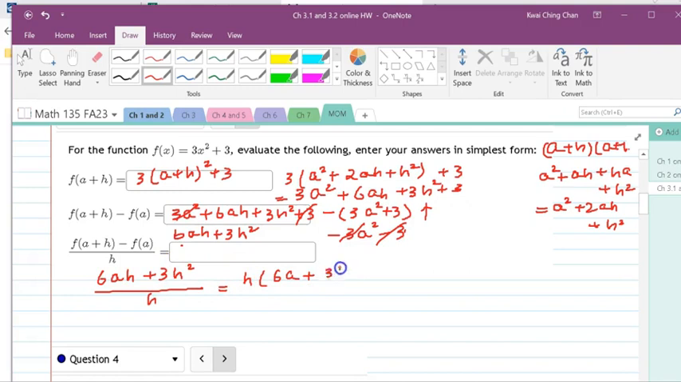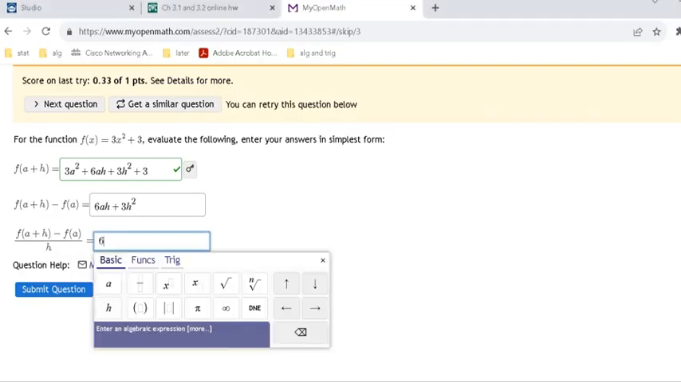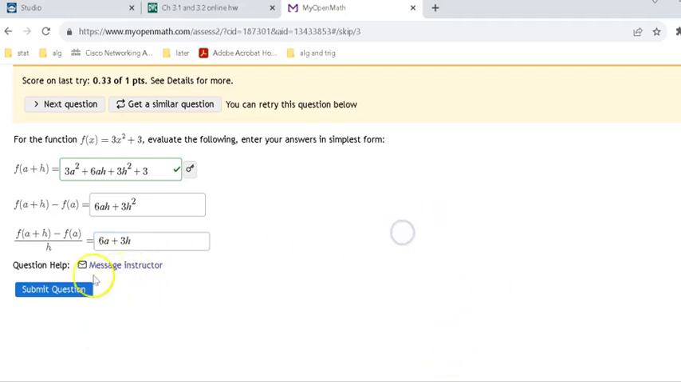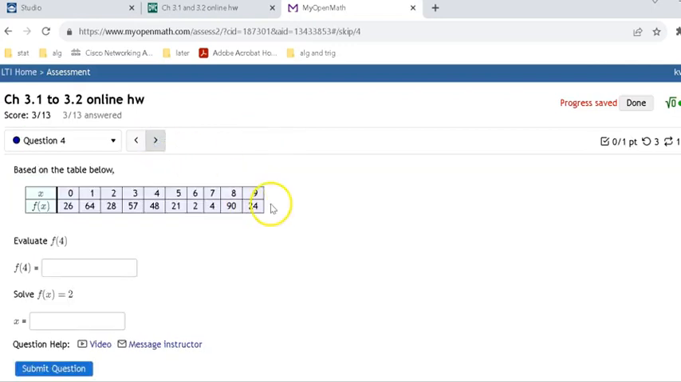6a plus 3h, right? And then over h. Now I can cancel. It's 6a plus 3h. Quite tricky when you need to do FOIL.